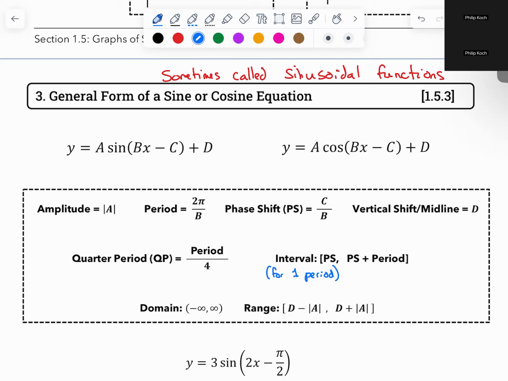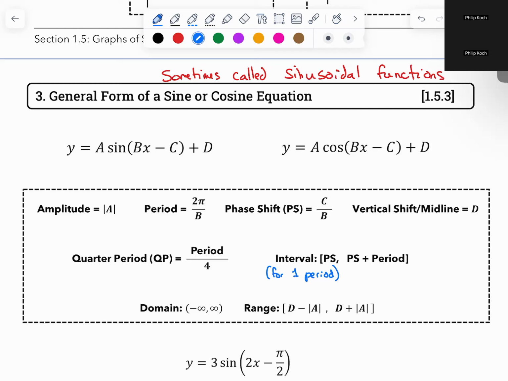And then the range of them will be d minus the absolute value of a to d plus the absolute value of a. It's been a while since we talked about domain and range, because that was last semester or prior, depending on when you came into this course. But since a could be positive or negative, that's why it's d minus the absolute value of a, so that we put the more negative number, the more left number, first, and then the more positive number second.